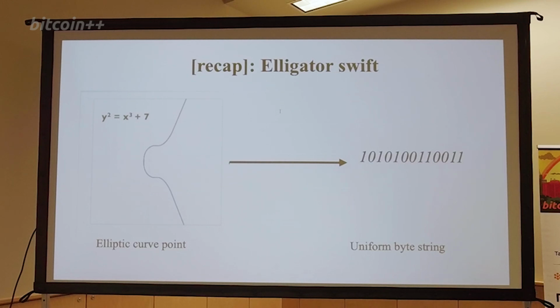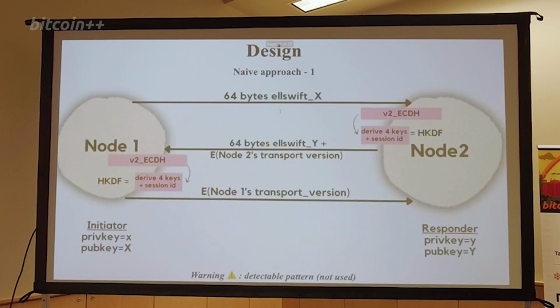So I will call this alligator swift, sometimes L swift and things like that. Just to make sure we're on the same page. Now we can come up with a very naive design. There's node 1 and there's node 2. So you need to do ECDH, that is basically exchange public keys.